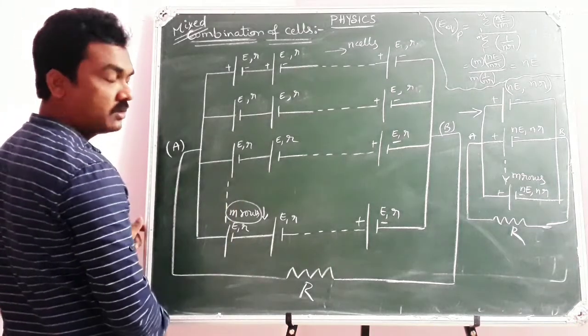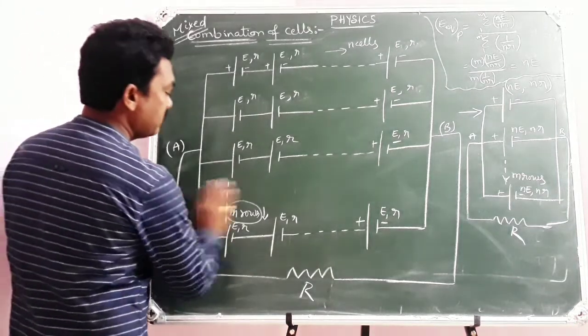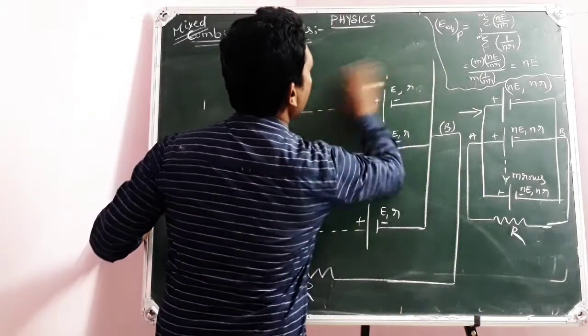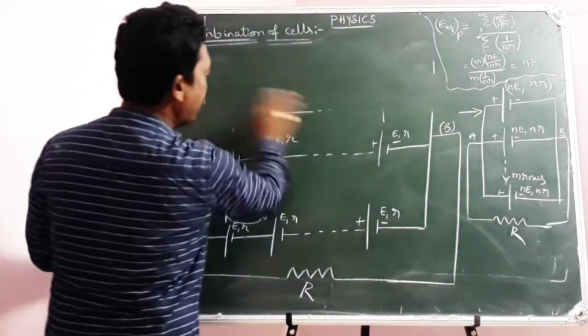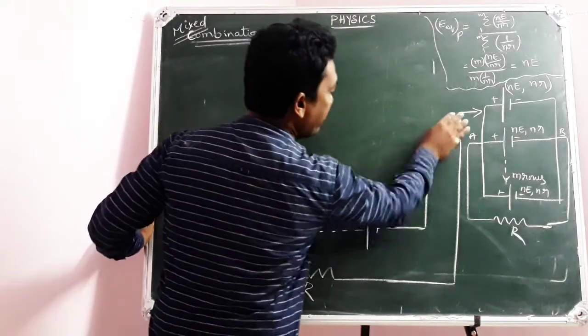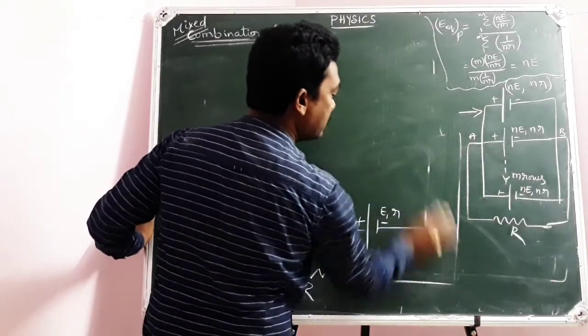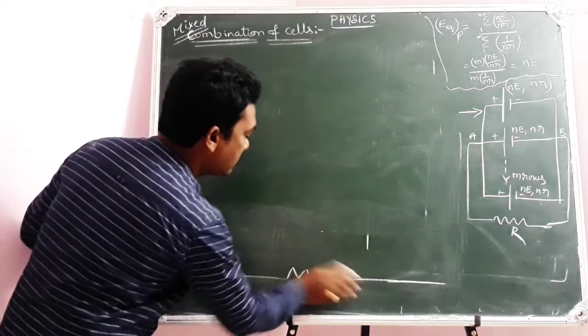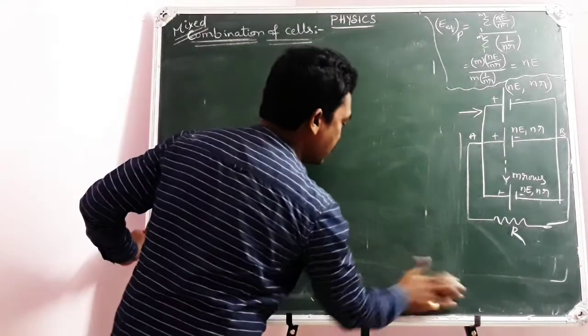So I am going to erase this. If you are going to talk about equivalent resistance, because once you know equivalent EMF and equivalent resistance, you can write an equation for circuit current. So what is equivalent resistance?